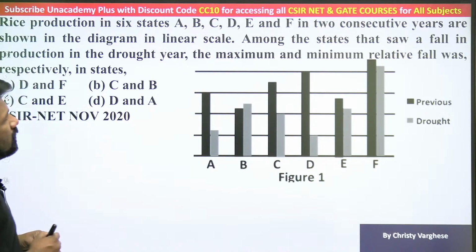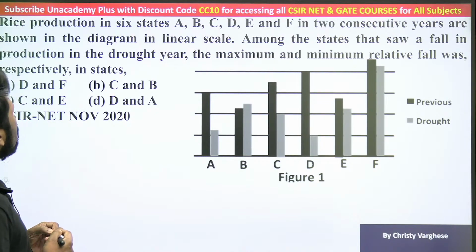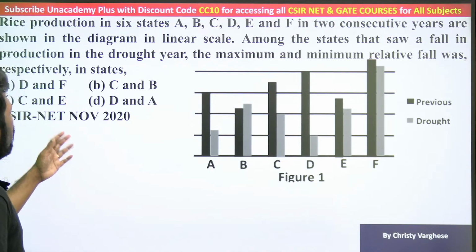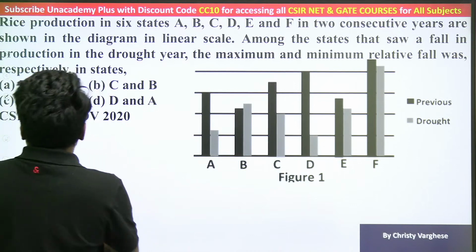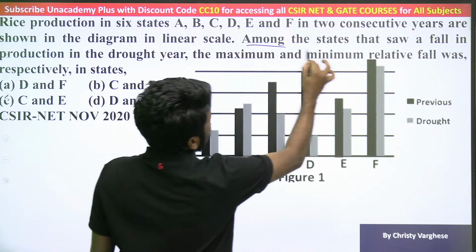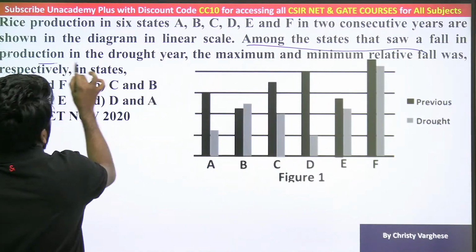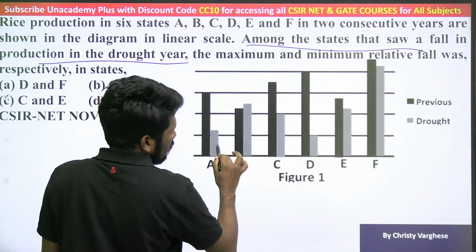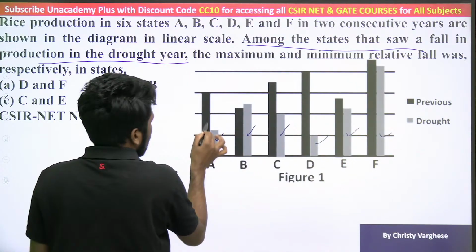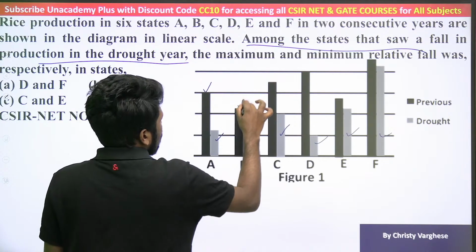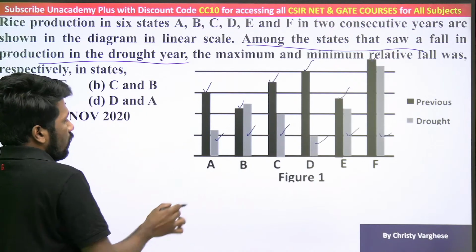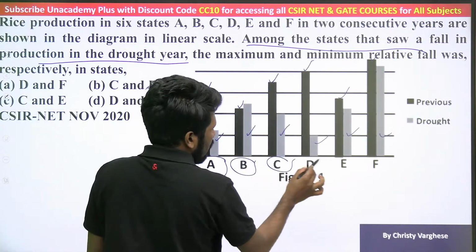Rice production in 6 states A, B, C, D, E, F in 2 consecutive years are shown in the diagram in linear scale. Among the states that saw a fall in production in the drought year, only that is what needs to be calculated. The gray regions denote the drought year, and the previous year, the year just before the drought year, is denoted by the dark region, for each of the 6 states A, B, C, D, E and F.